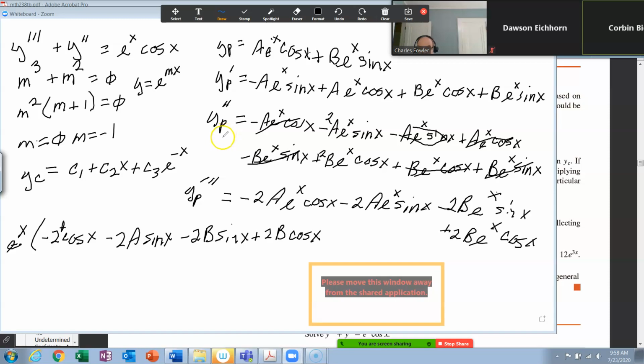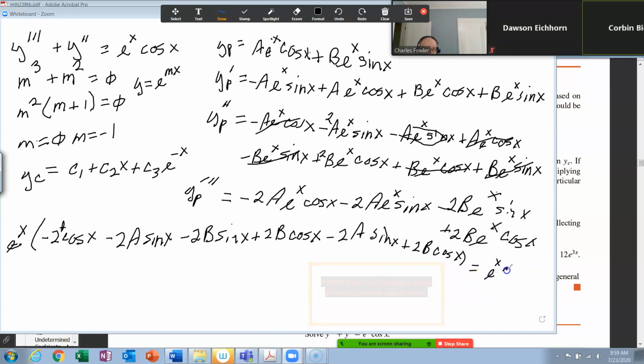Now, all those y double primes also have an e to the x in them, so we'll keep that factored out, keep this in the parentheses, and this gives a minus 2a sine x and a plus 2b cosine x. Close the parentheses. That's the left-hand side. And the right-hand side is going to be e to the x cosine x.